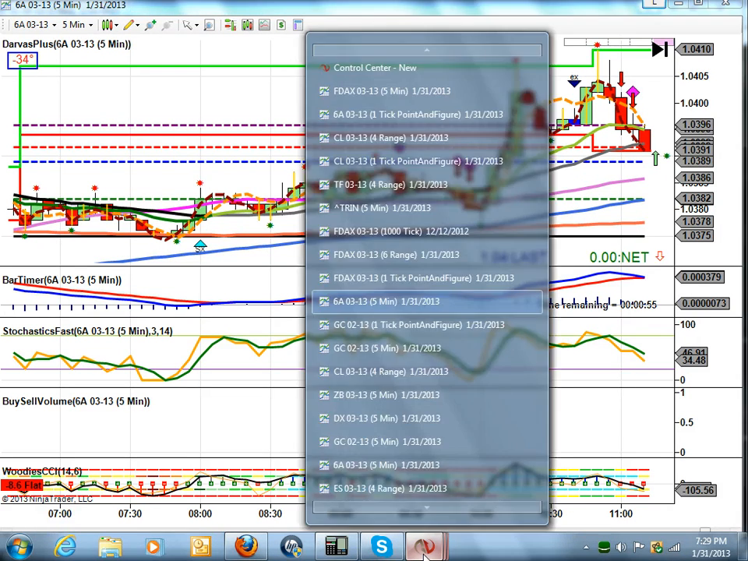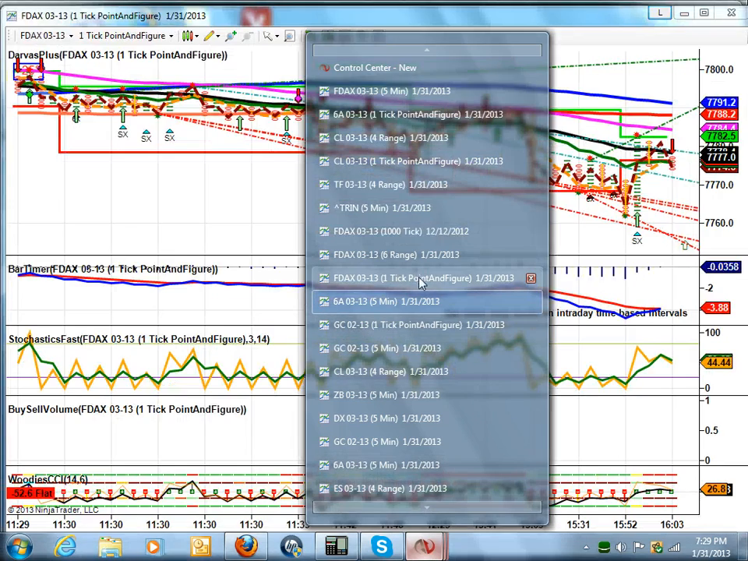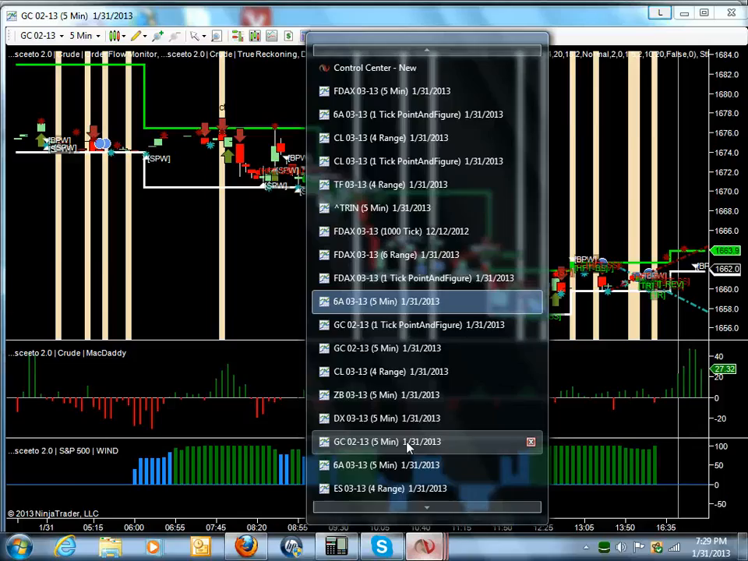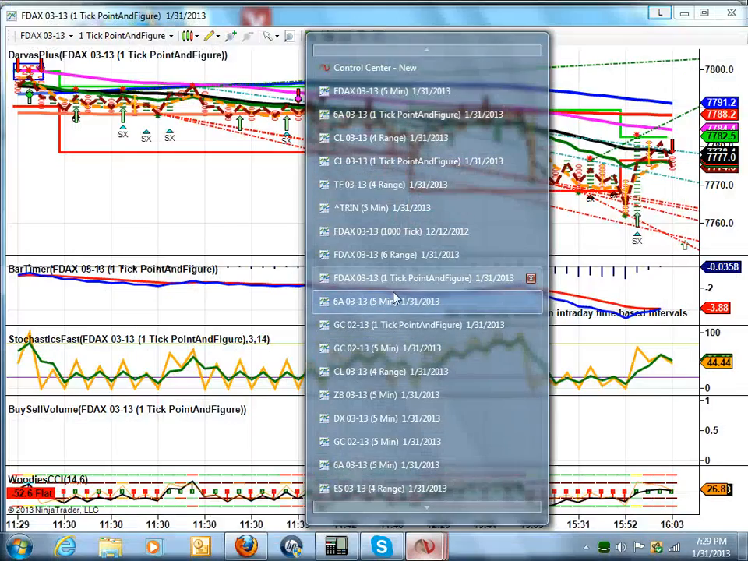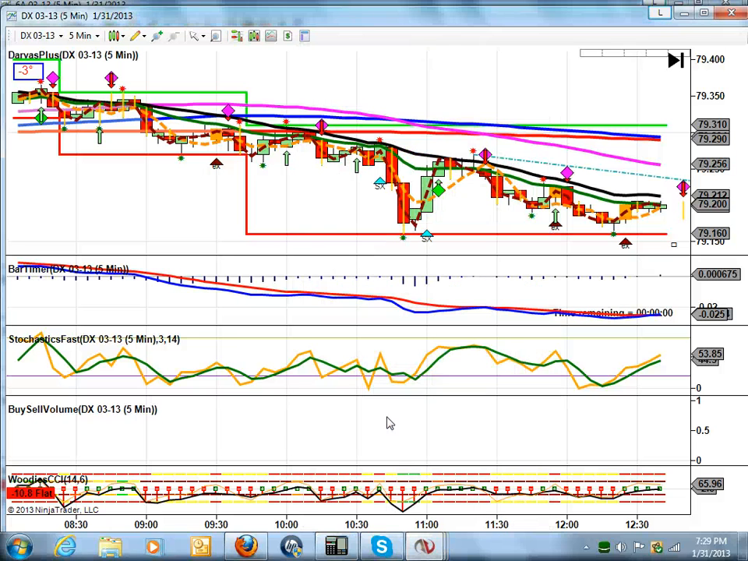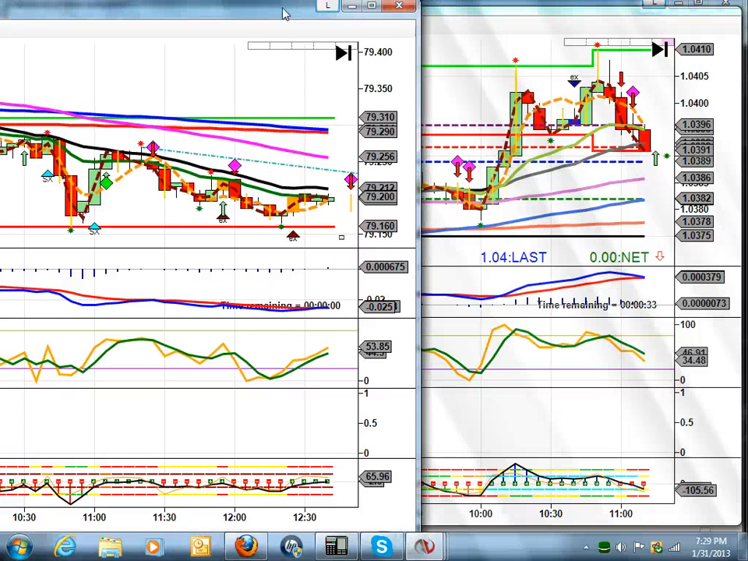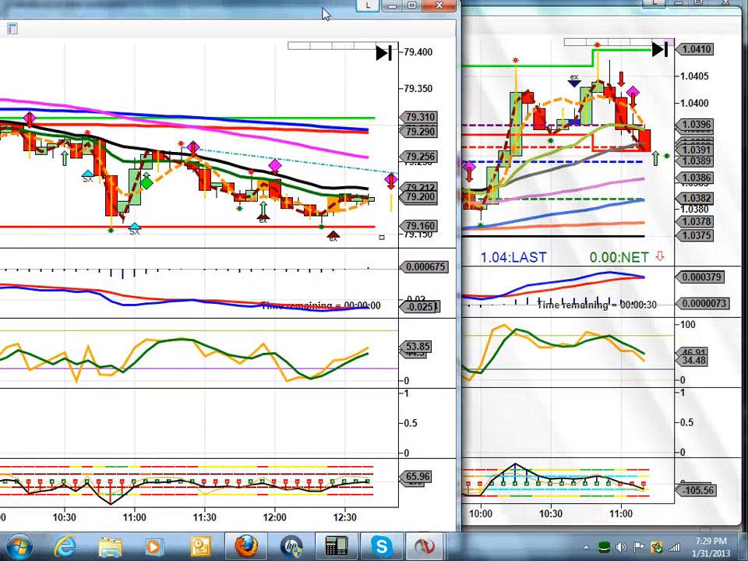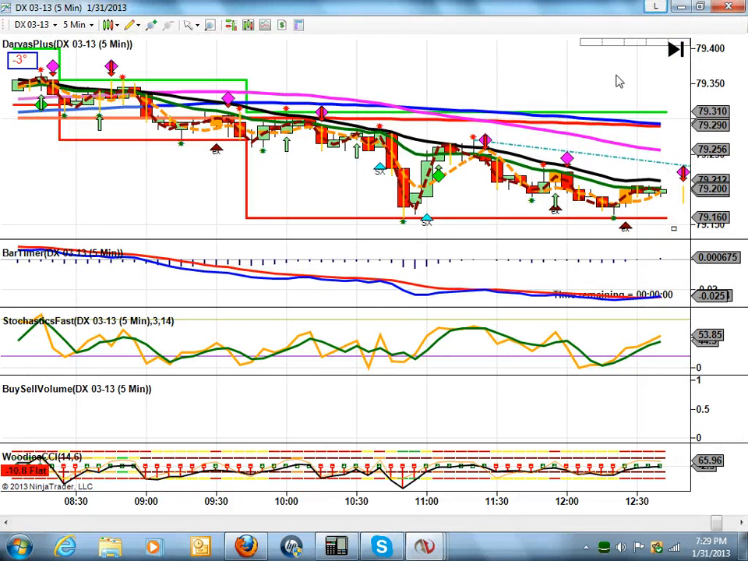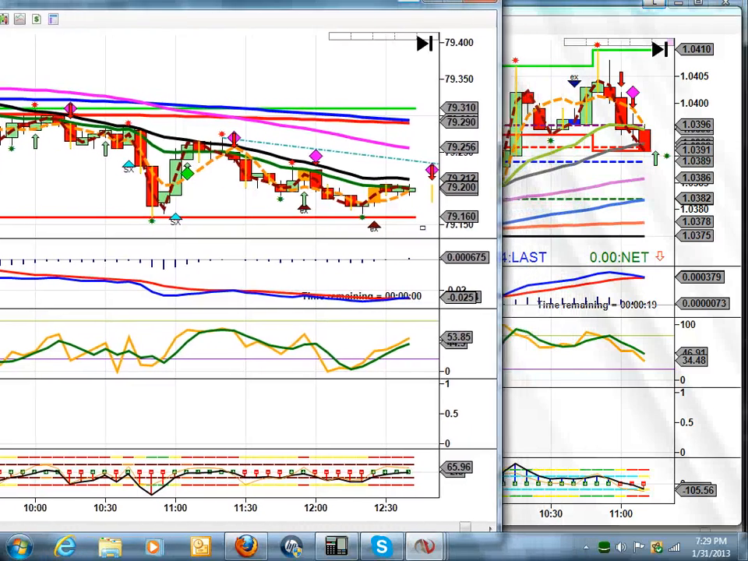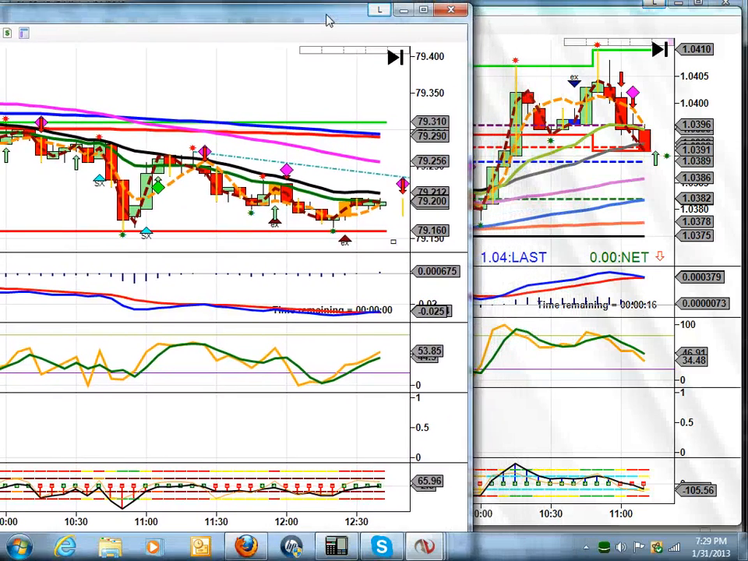We can try and look at it another way. We can try and take a look at the US dollar, and at the same time view the Australian dollar. I'm going to try and see if I can capture that for you.